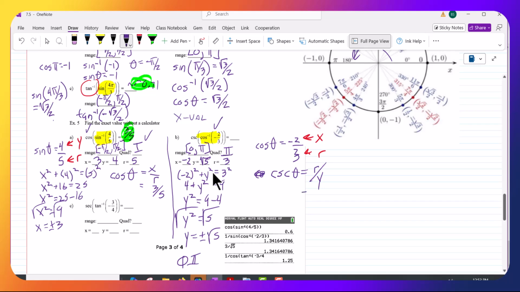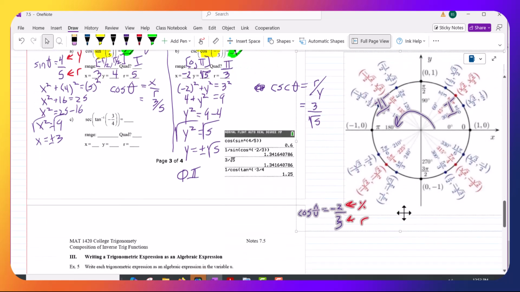So now all we've got to do is take r, which is 3, and y, which is the square root of 5. So you could write your answer as 3 over root 5, or the rationalized answer would be 3 times the square root of 5 over 5. Either answer is acceptable. You don't have to rationalize unless you are directed to do so. So that's how we're dealing with these problems: we're dealing with x, y, r definitions of the trig functions.